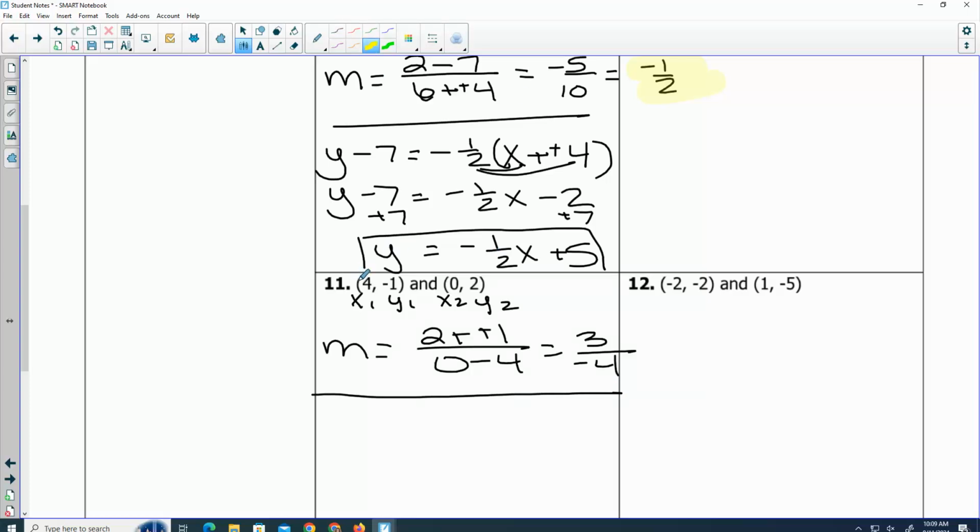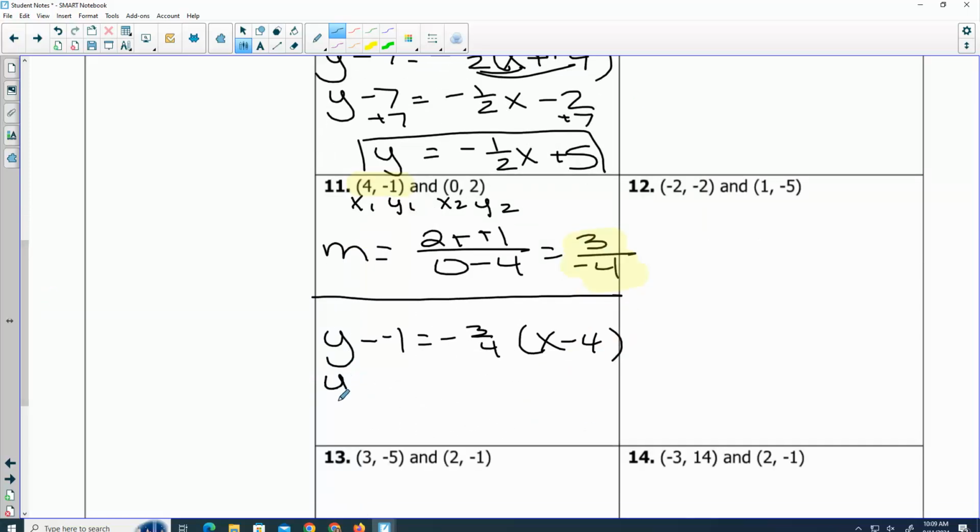Then if we have our point and our slope, y minus negative 1 equals negative 3/4 x minus 4. Minus a negative is positive. Distribute: negative 3/4 x plus 3. Subtract our 1, so we get negative 3/4 x plus 2.